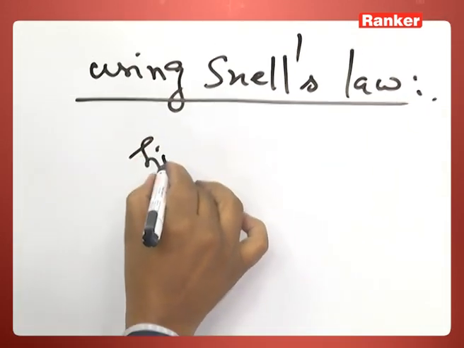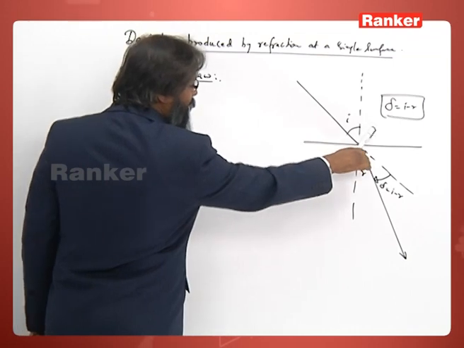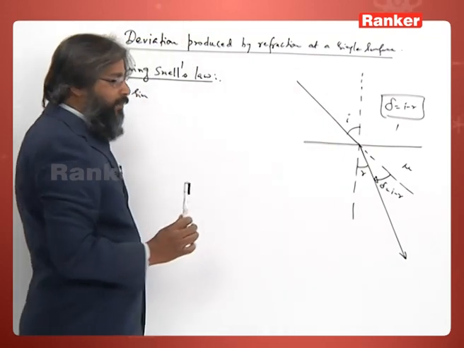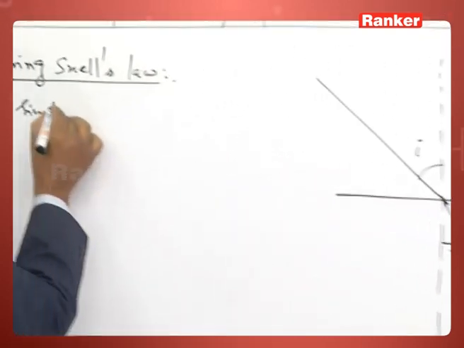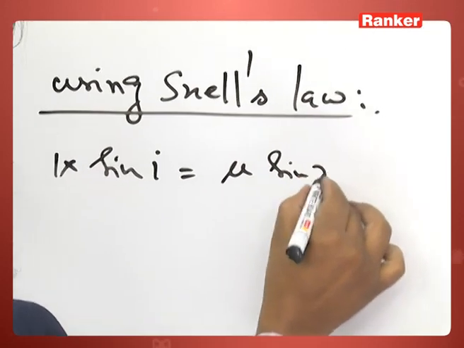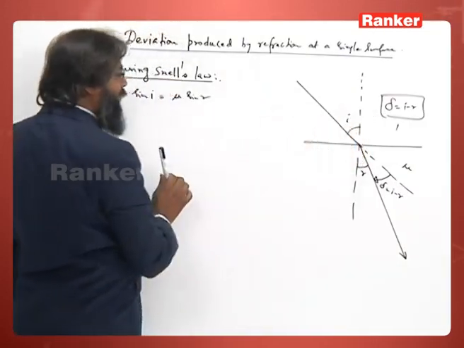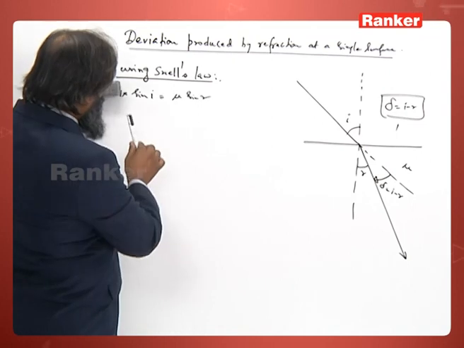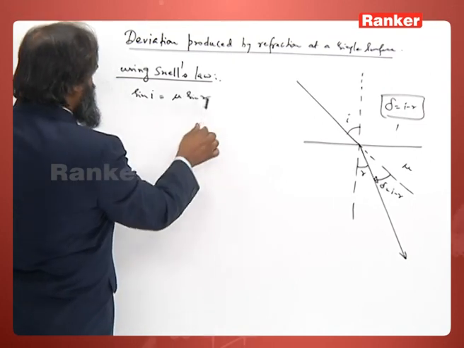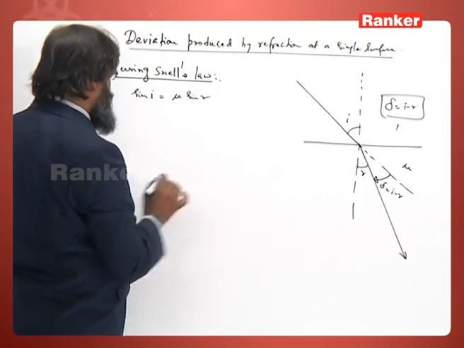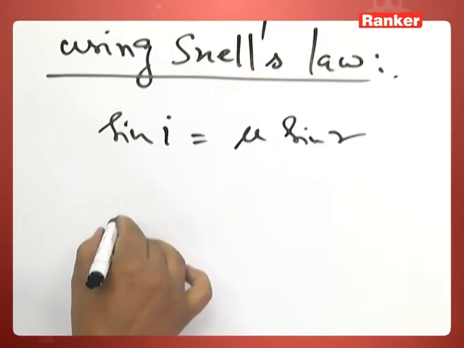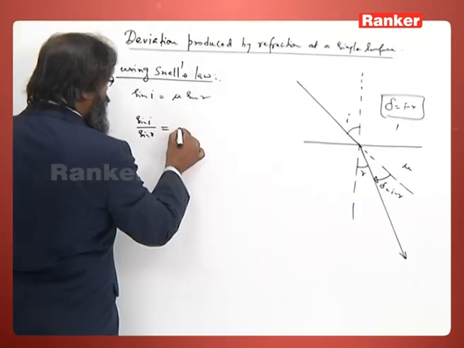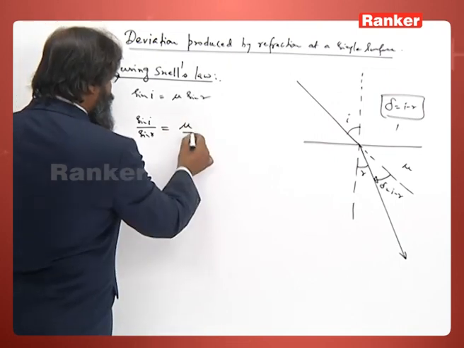Using Snell's law, 1 into sin I, this medium is suppose 1 and here I have selected mu. The absolute refractive index is here 1 and here mu. So, 1 into sin I is mu into sin R. Refractive index of the medium into sine of the angle of incidence I is equal to mu sin R. So, simply I will write sin I is equal to mu sin R. Now, sin I by sin R is equal to mu by 1.